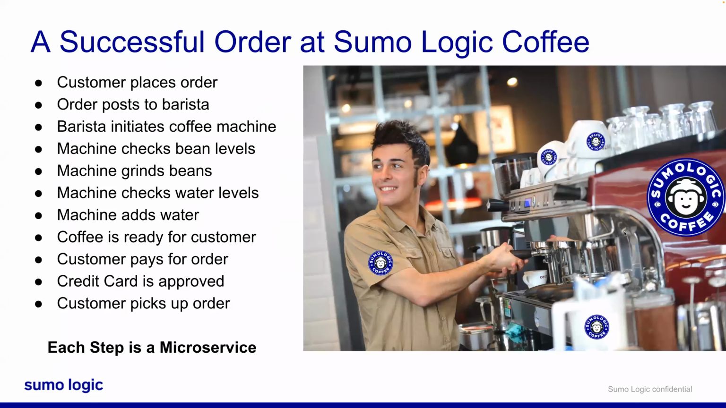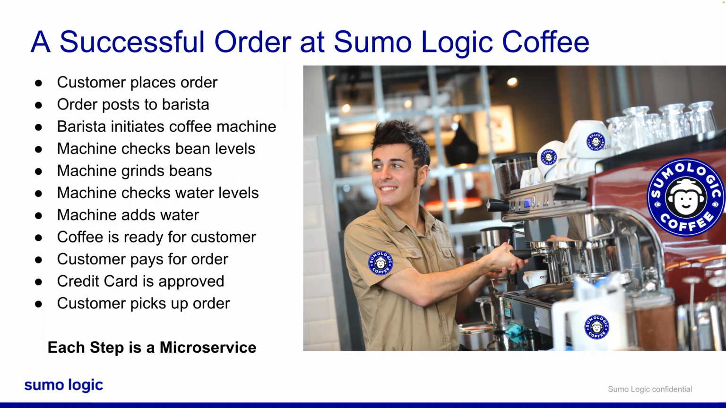This is what a successful order at Sumo Logic Coffee looks like. The customer is going to place their order on an app. And once again, I don't think we're actually going to use the app today. That's another class we have, but you would have a little app. You order your pastry, you order your Americano or espresso or whatever, you place your order.